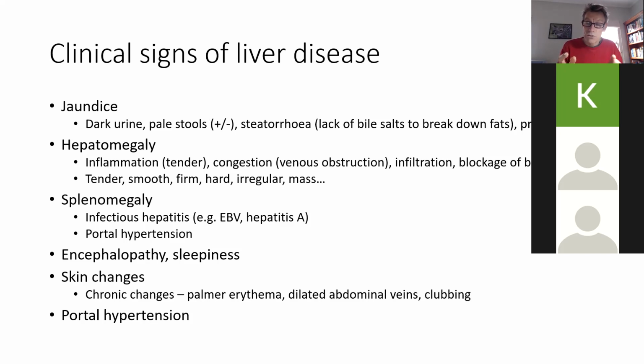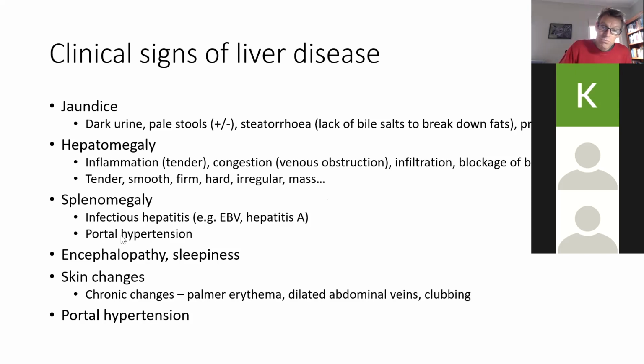If a child's got a hepatoblastoma or secondary tumours, then it's usually pretty rock hard and irregular. If they've got a fibrotic liver, then it's hard and irregular as well. So there's lots of things you can tell by just examining the liver surface and measuring the size of the liver and thinking to yourself, is this smooth or firm or hard or regular or irregular or tender or pulsatile?